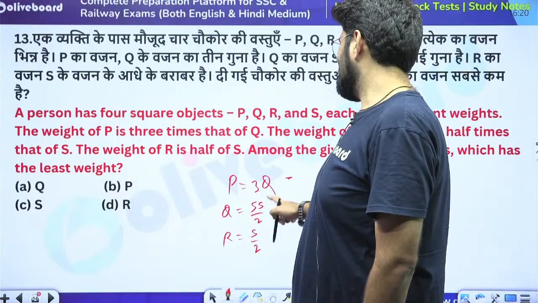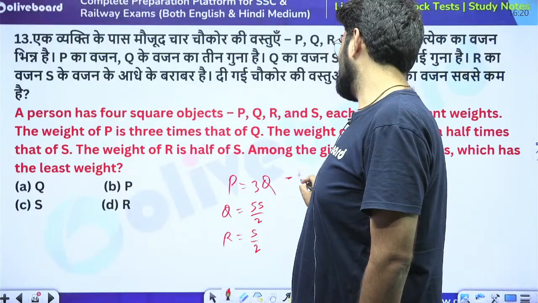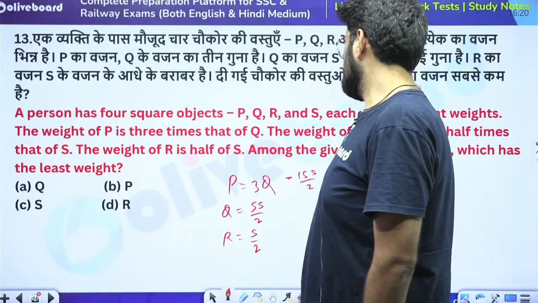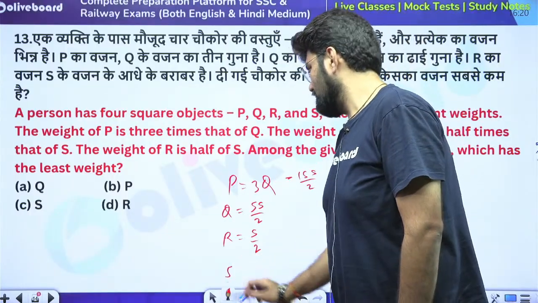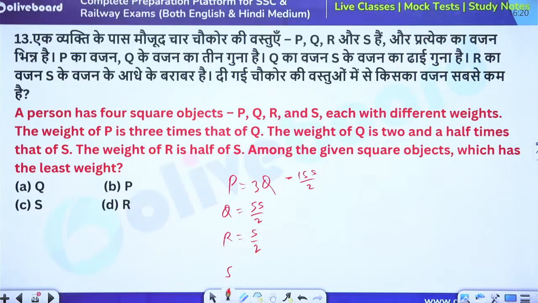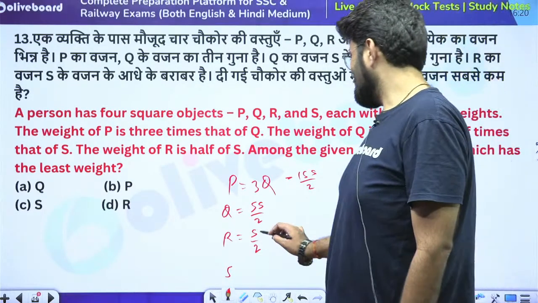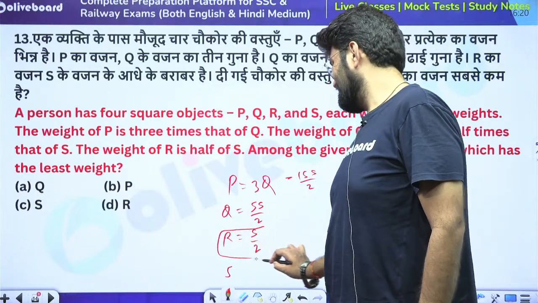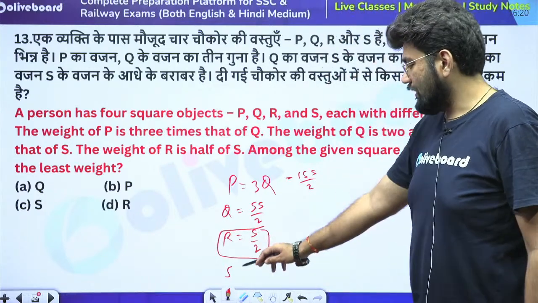So this is 3 into 5S by 2. So this is 15S by 2. And S we already know will be there. Now they're asking us which has the least weight. So I think S by 2 will be the least weight, right? Correct? Because we have compared everything in terms of S.